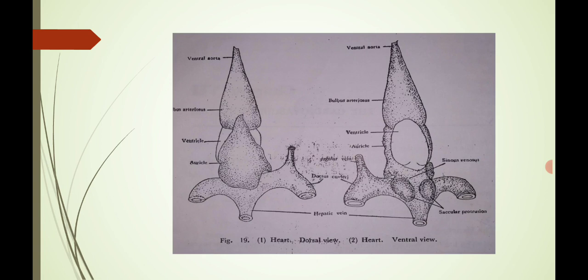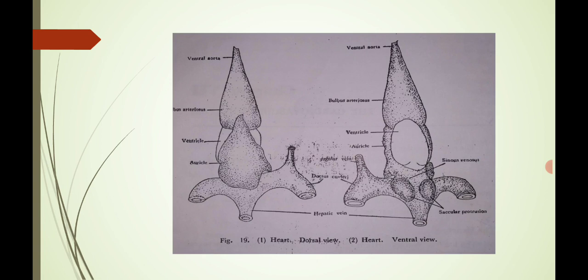Here we see the dorsal as well as the ventral view of the Wallago attu. The first diagram is a dorsal view, then the second is a ventral view. As you know, dorsal is the upper side and ventral means the lower side of the structure of the heart. The structure is the same here, in both the dorsal as well as the ventral view.